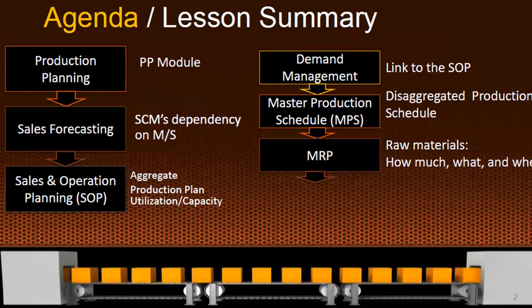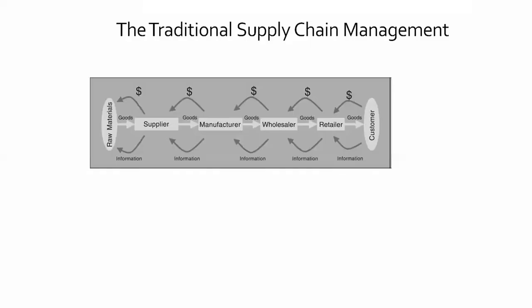So we are having production planning, sales forecasting, and sales and operation planning, where it includes the aggregate production plan. That is the agenda for the lecture. So I told you about the traditional supply chain management. So what is supply chain management?